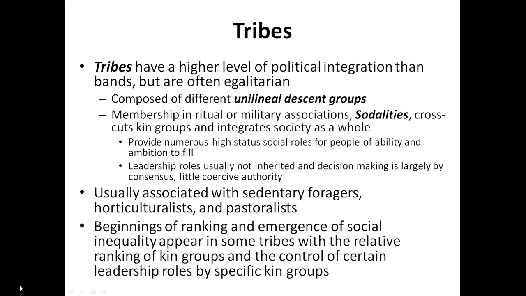Tribes are usually associated with sedentary foragers, horticulturalists and pastoralists, people who have highly productive economies that allow people to settle down into larger communities, bringing multiple bands together in order to cooperate socially and economically. We begin to see the beginnings of ranking and the emergence of social inequality in some tribes, with relative ranking of different kin groups and control of certain leadership roles or certain resources by specific kin groups.